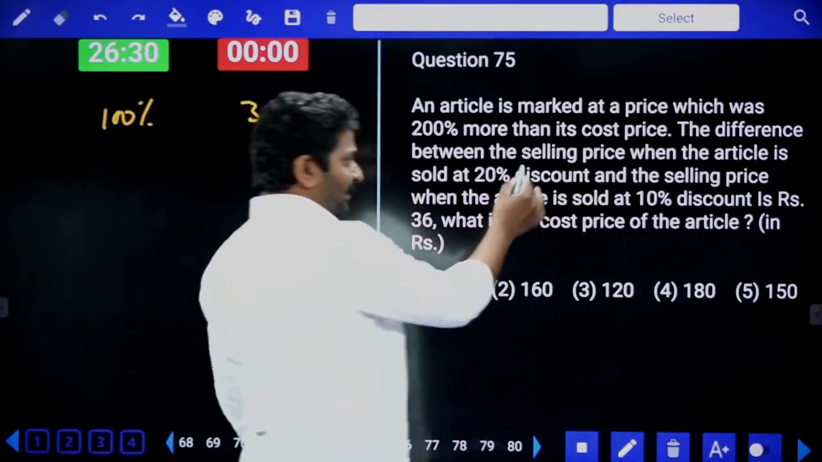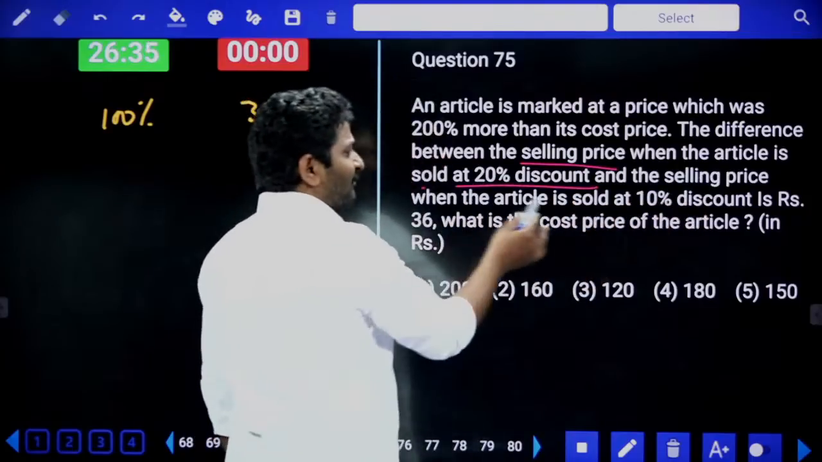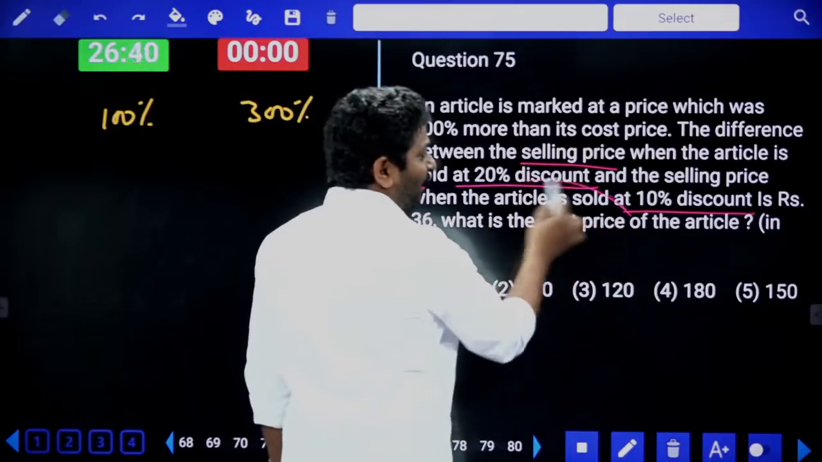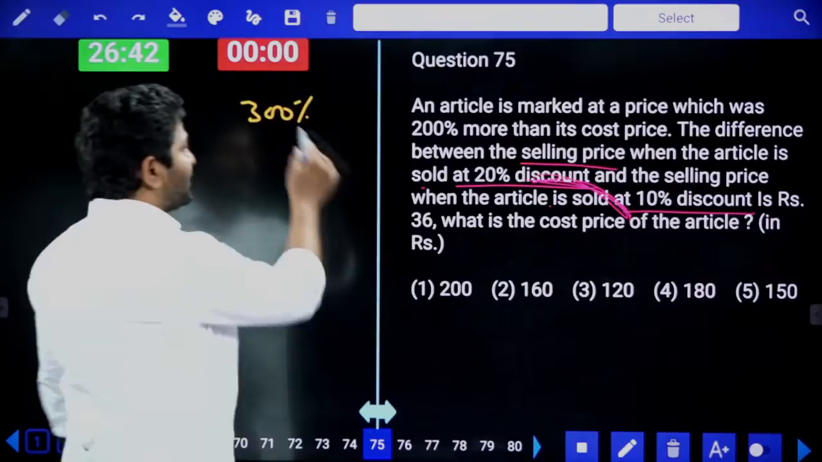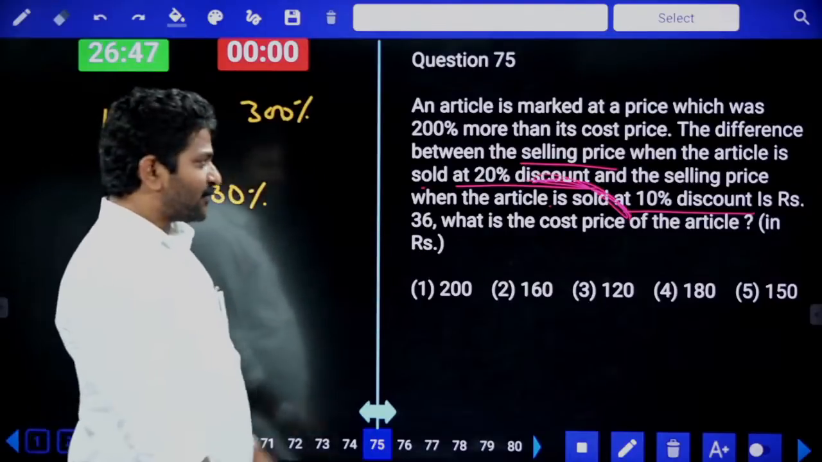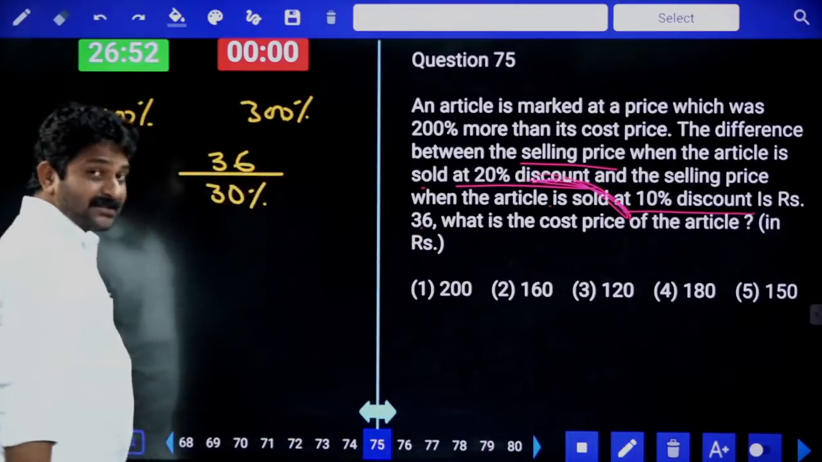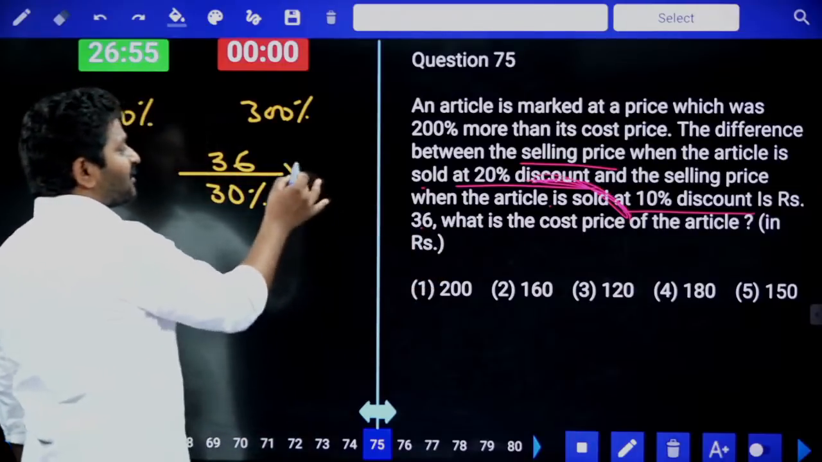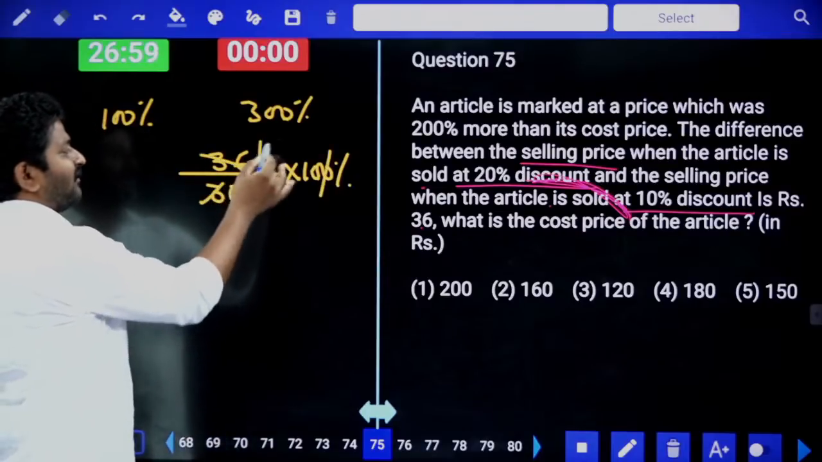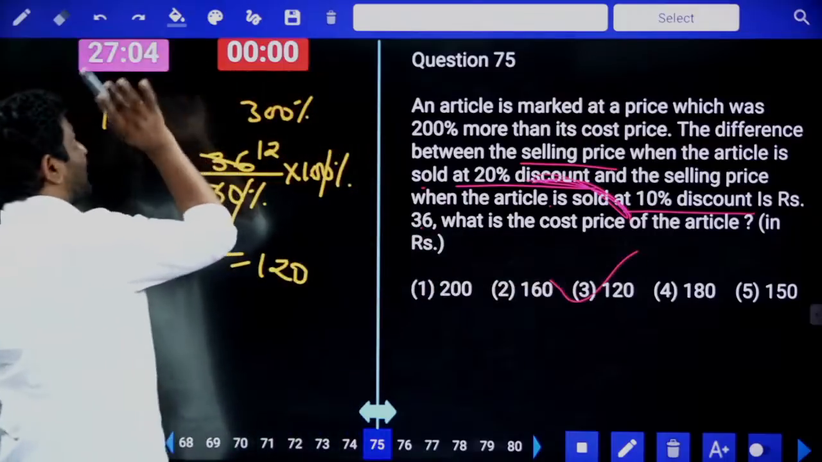The difference between selling price when the article is sold at 20% discount and the selling price when the article is sold at 10% discount. 20% discount and 10% discount, the difference is calculated on the market price, so the difference comes to 30%, and that is equal to 36 rupees. Then 1% is equal to 36/30. What is the cost price? That is asked, so into 100%. 0 gets cancelled, 12 times 10, that is equal to 120, which is the third option, final answer.